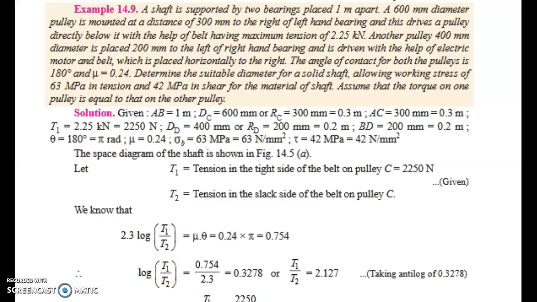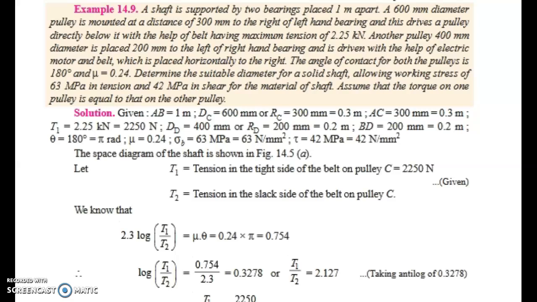The angle of contact for both the pulleys is 180 degrees and mu is equal to 0.24. Determine the suitable diameter of the solid shaft, allowing a working stress of 63 megapascal in tension and 42 megapascal in shear for the material of the shaft. Assume that the torque on one pulley is equal to the other pulley.